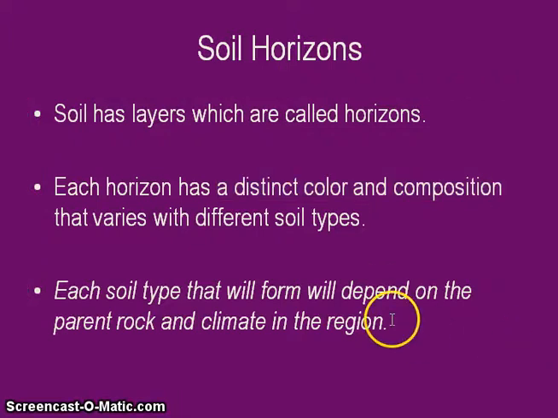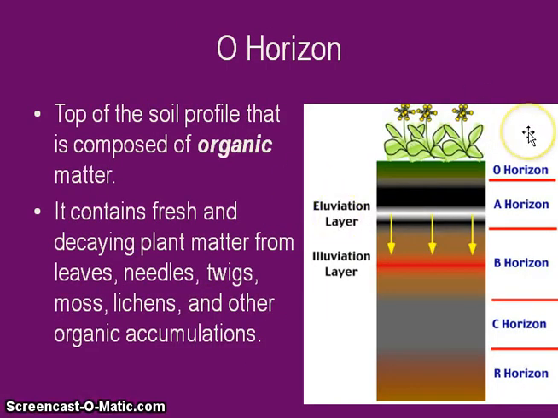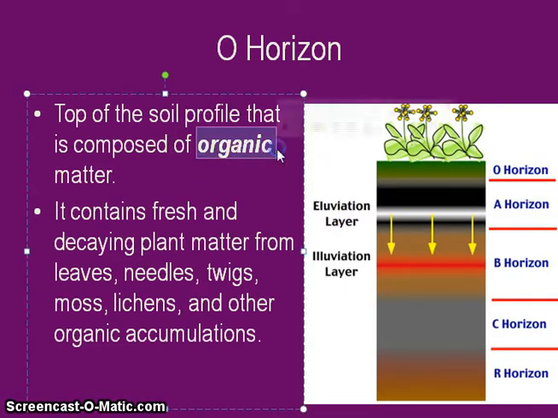Now, you must keep an open mind here. When we talked about earlier climate and parent material, remember, and also time will affect the type of soil you have. So that's going to be shown in your soil horizon. So the first horizon that we're going to talk about is the O horizon. This is your top horizon. And keyword here, I would write down, it is organic material, okay?